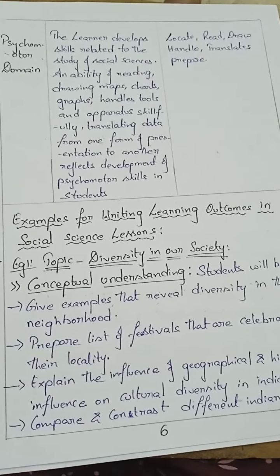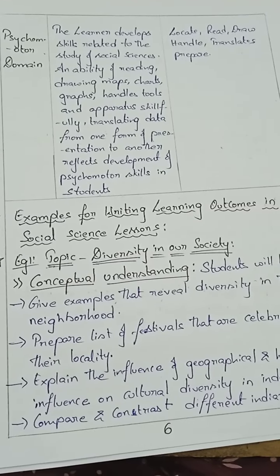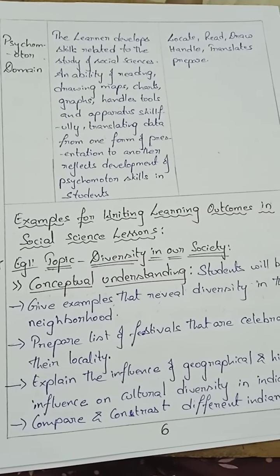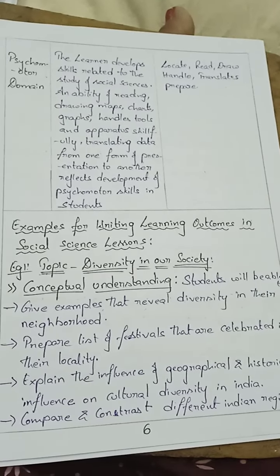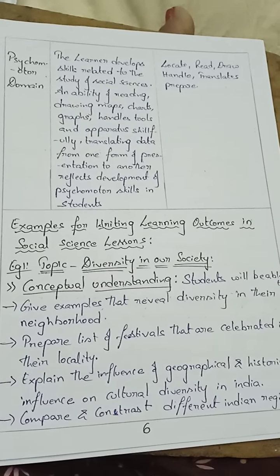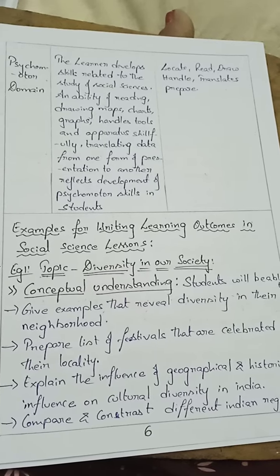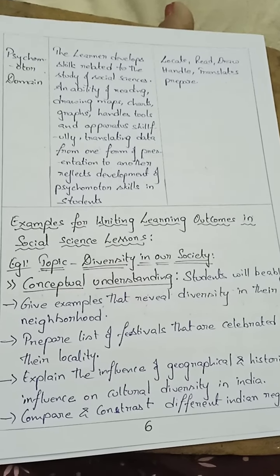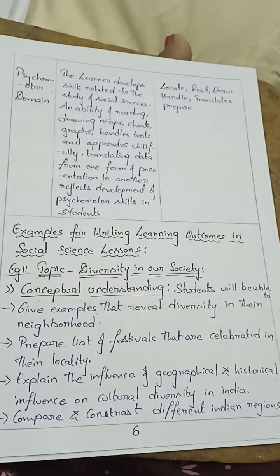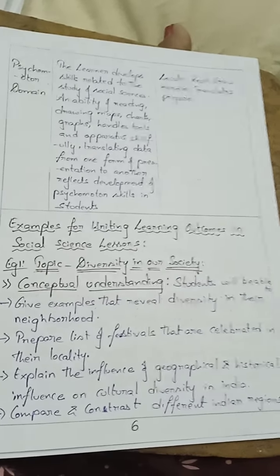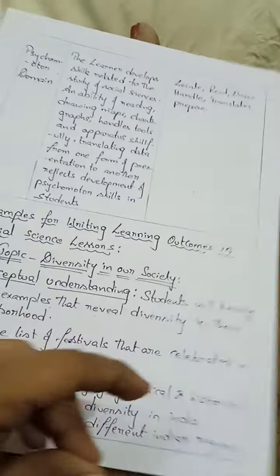We can see an example of diversity in our society as a concept. Conceptual understanding: students will be able to give examples that reveal diversity in their neighborhood. Prepare a list of festivals that are celebrated in the locality. Explain the influence of geographical and historical factors on cultural diversity in India. Compare and contrast different Indian regions.